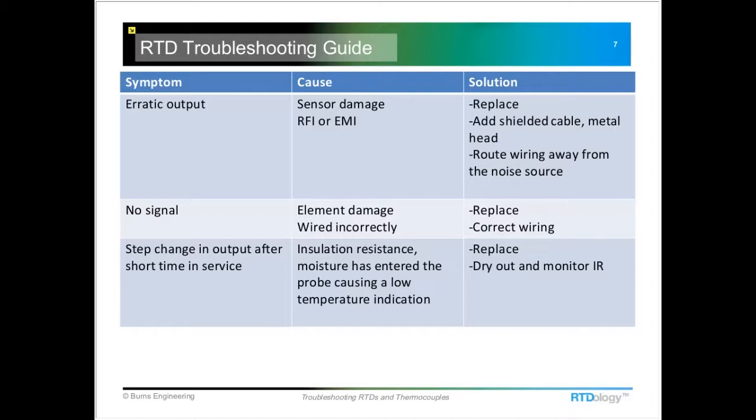One of the more common things is that the probe may have picked up moisture, and when water gets inside the probe, it's going to cause shunting between the element coils, and that's going to cause a drop in resistance and a drop in indicated temperature. And now when you put that probe into service in a hot application, for example, it's going to drive that moisture out, and the indicated temperature is going to jump back up to where it should be. And usually that's an indication that the moisture seal in the probe has been compromised, and it's a good idea just to replace the probe at that time.